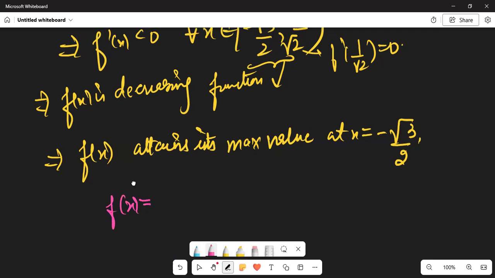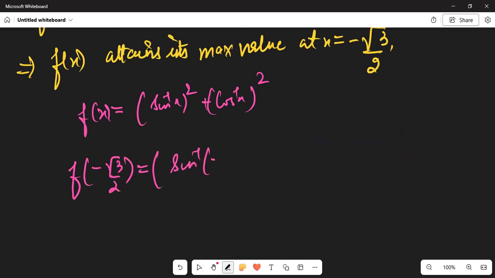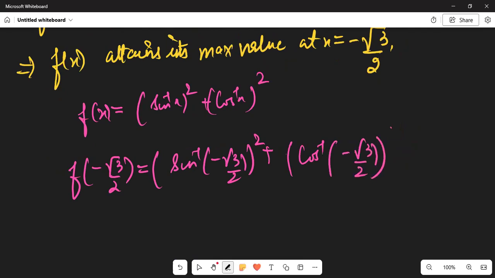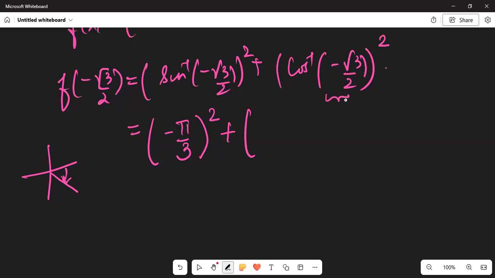So you just need to calculate f x at this point, which is this function. f at minus root 3 by 2 is sine inverse of minus root 3 by 2, whole square, plus cos inverse of minus root 3 by 2, square. Sine attains root 3 by 2 value at the angle 60 degrees, and since it lies in the fourth quadrant, we have to take it in this direction. So this will be minus pi by 3, whole square. This is 60 degrees, that means minus 60 degrees. And cos attains root 3 by 2 at the angle 30 degrees, or pi by 6.